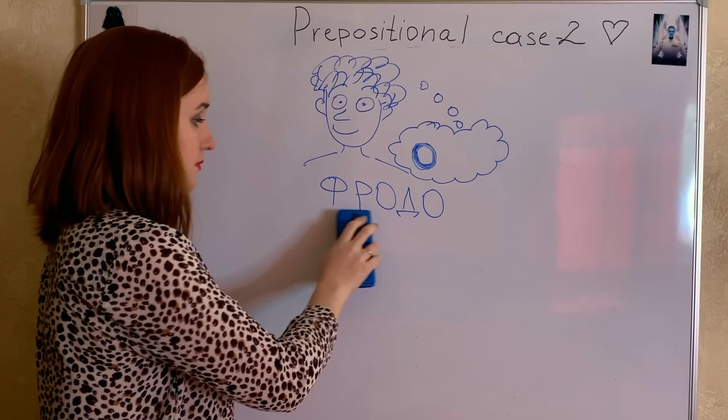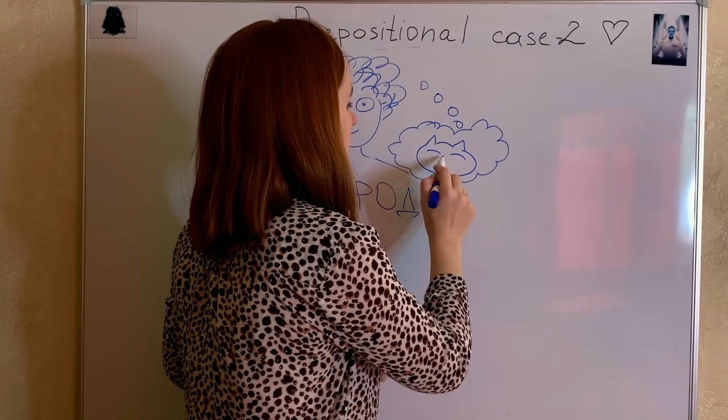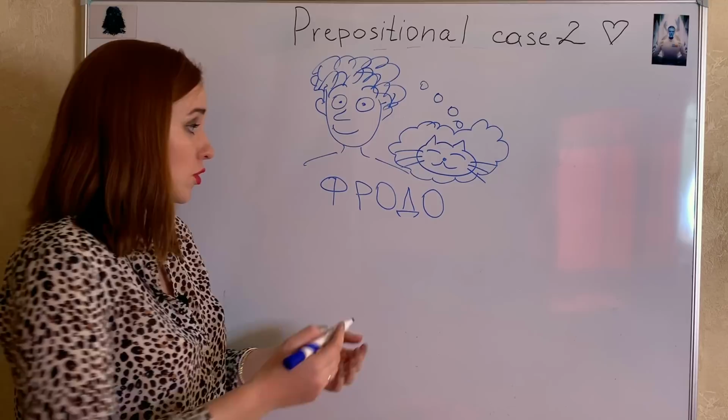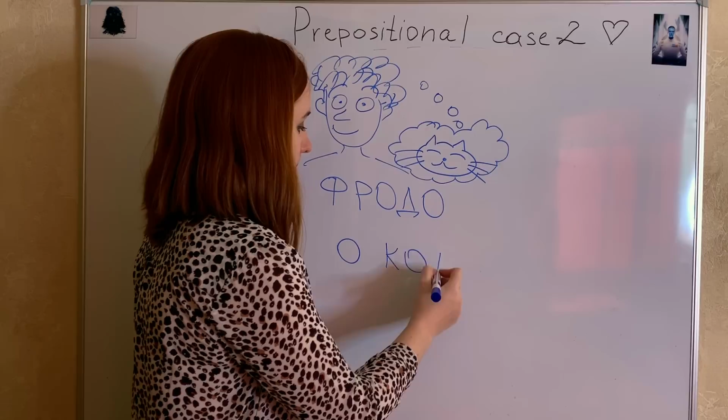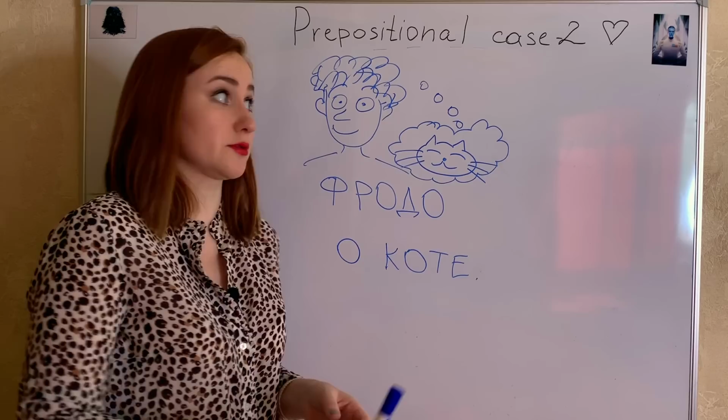Он думает о... Guess? О ком думает Фродо? Фродо думает о коте. It's always a good idea to think about your cat, especially somewhere in the depth of Mordor, right? О коте. Он думает о коте.